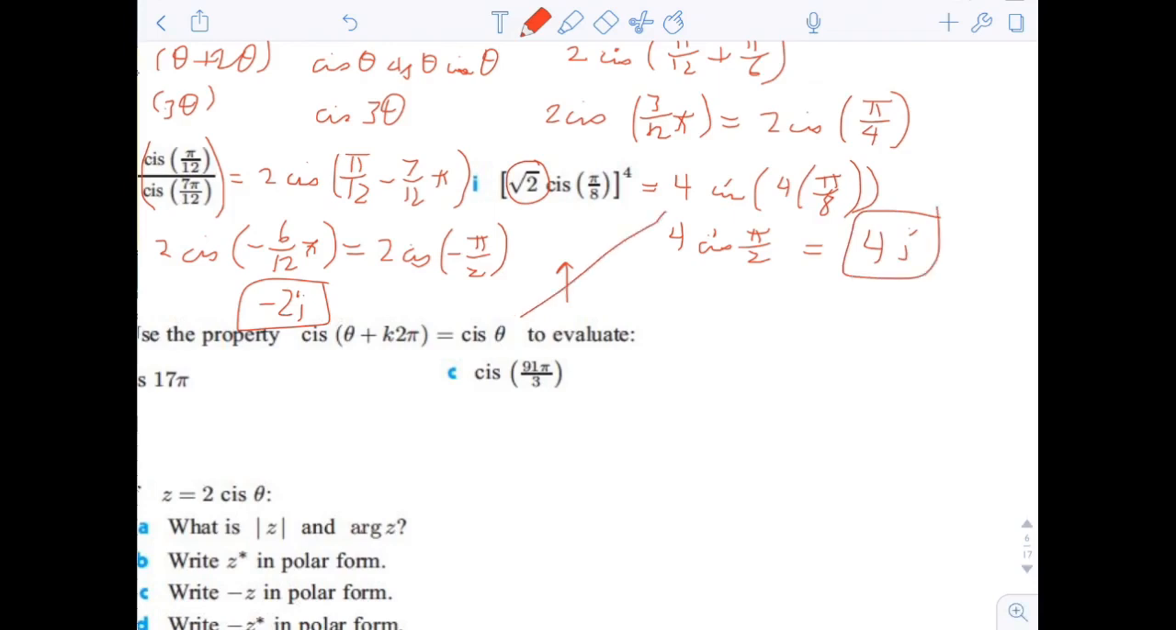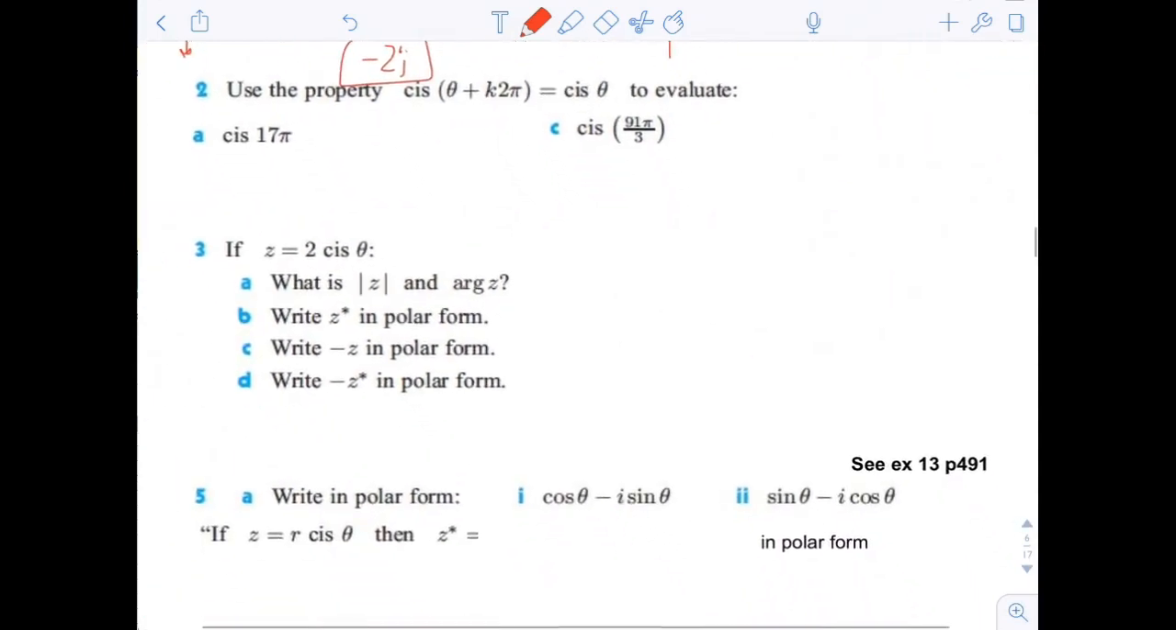Okay, let's move on to number 2a. Use the property cis theta plus k2 pi equals cis theta to evaluate cis 17 pi.